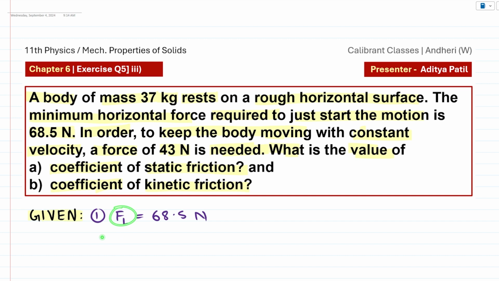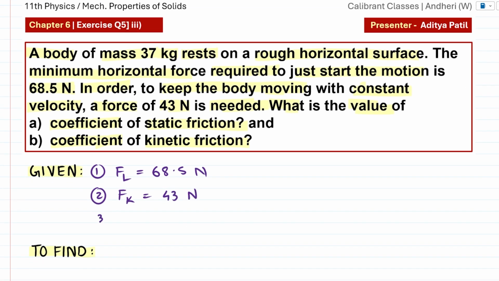इसके अलावा क्वेश्चन में एक और फोर्स के बारे में इंफॉर्मेशन दिया है. So when we have our body moving, we know that a constant kinetic friction is applied on that body. And if we wish to continue the movement of this body, then we must apply a counter force to this frictional force. And this counter force has to be 43 newtons, which means that the value of kinetic friction must also be equal to 43 newtons, which gives us the second given value, that is the kinetic friction Fk as 43 newtons.